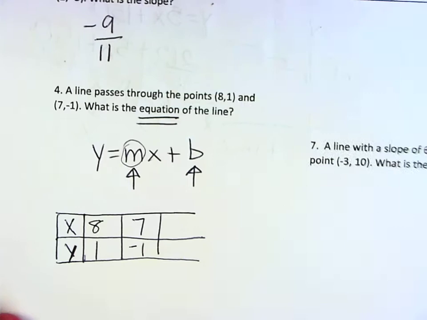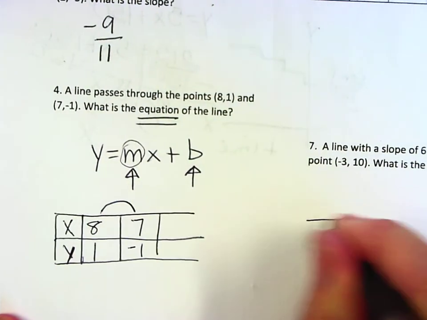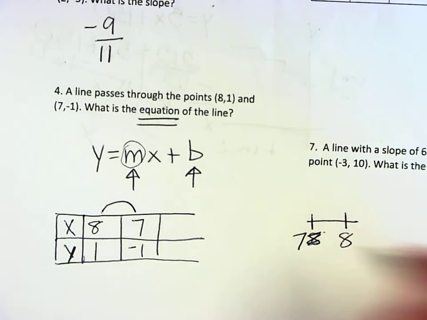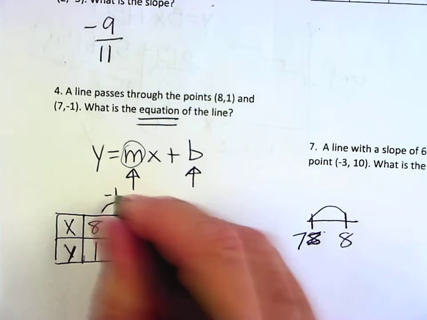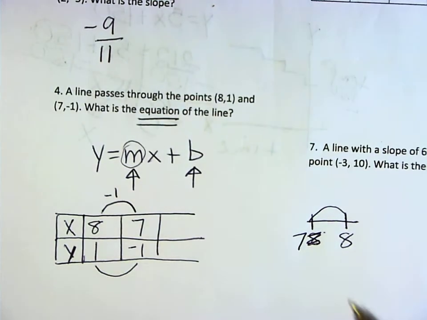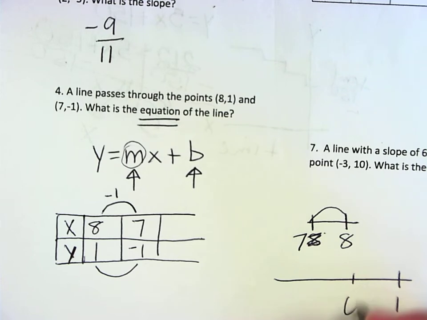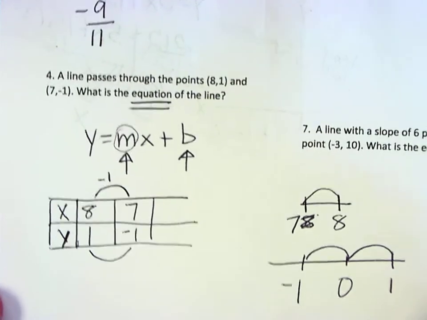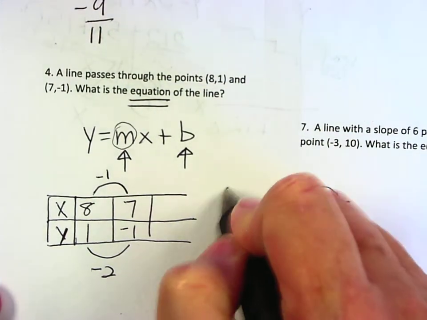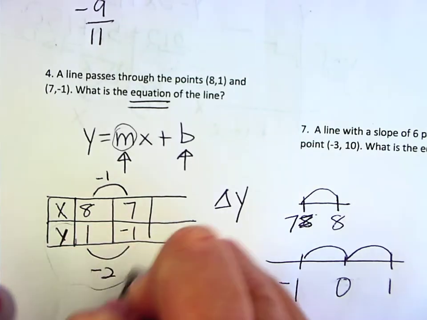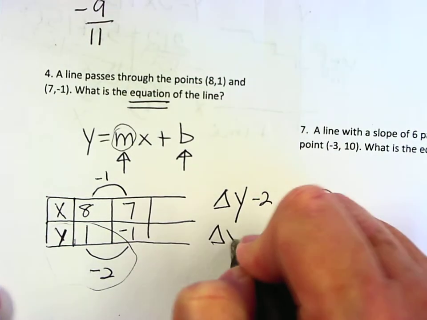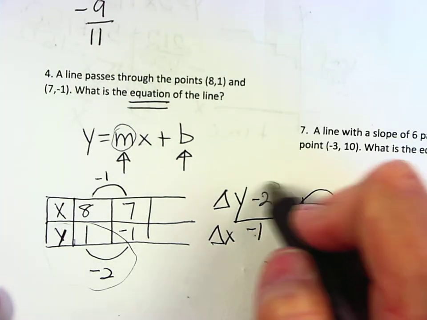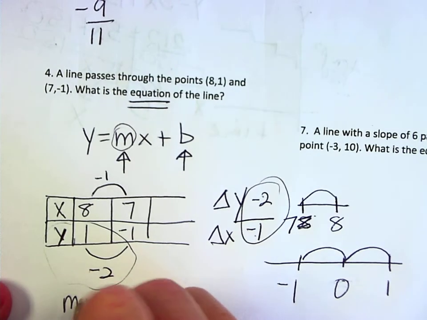So I can do changes. When I go from 8 to 7, I'm going to the left on my number line. From 8 to 7 would be a -1. And if I go from +1 to -1, I'm going to the left 2, so that would be -2. Be careful, the change in y goes on top. It's -2, and the change in x is -1. A negative divided by a negative is a +2. So your slope is +2.